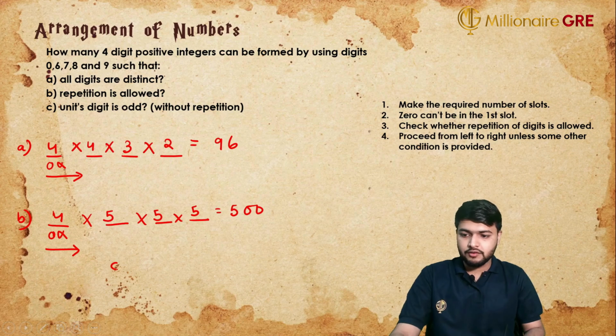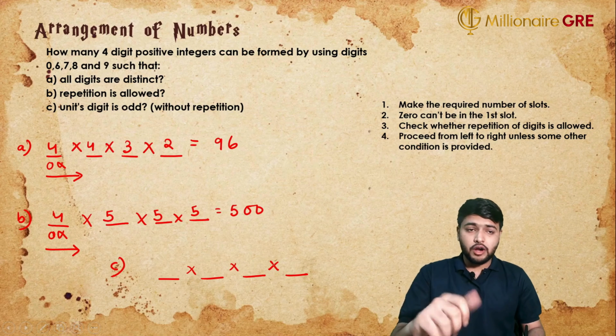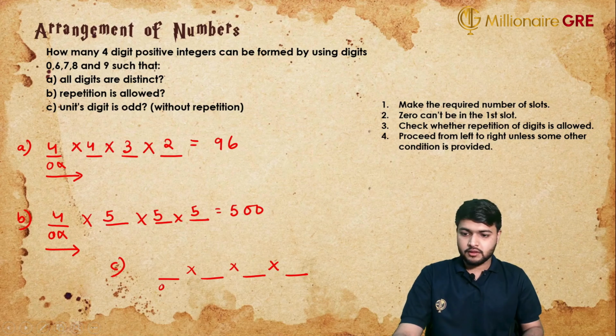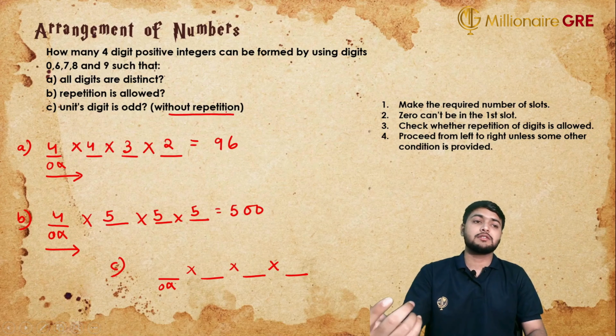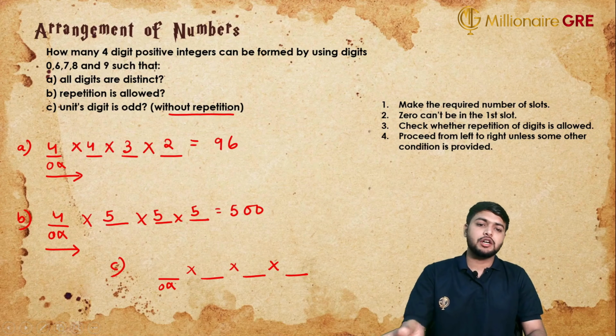Let's do the third one, C part. Units digit is odd. Again, it's a 4-digit number. We will make 4 slots. We're following the same 4 steps. 0 cannot be in the first slot. Check whether repetition is allowed or not. Repetition is not allowed because the question mentions without repetition. Fourth step is to proceed from left to right unless some other condition is provided.